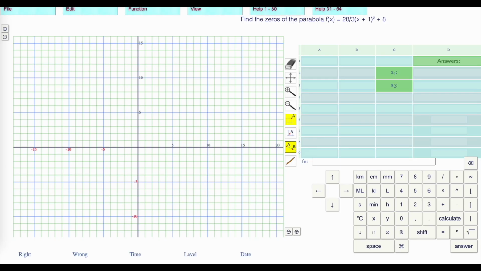parabolas. Let's look at the x-intercept. Graph this quickly. Our vertex is -1, 8 there. It's opening up. It's going to do something like this. It's not going to cross the x-axis. Let's have a look at exactly what it looks like.